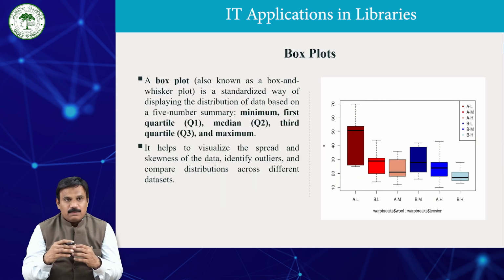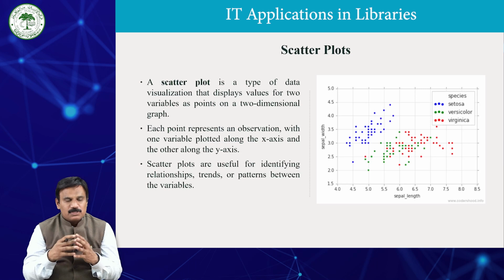Next one is a box plot. It is also known as a box and whisker plot. It's a standardized way of displaying the distribution of data based on a 5-number summary, that is the minimum, first quartile, median, third quartile, and maximum. It helps to visualize the spread and the skewness of the data, identify the outliers, and compare distributions across different data sets. Next one is scatter plots.